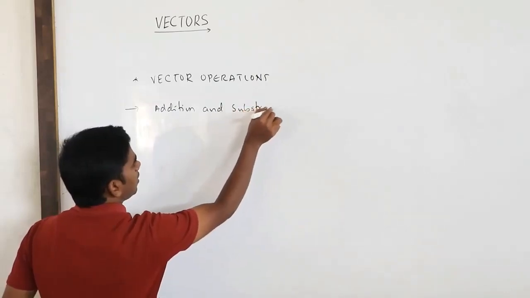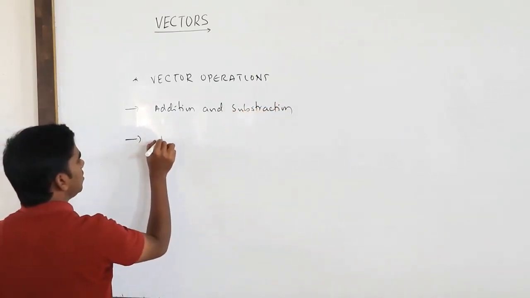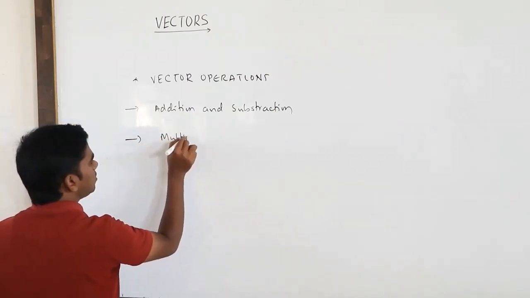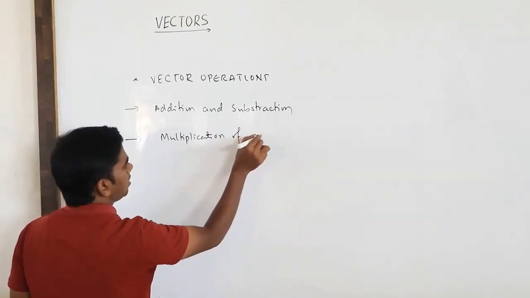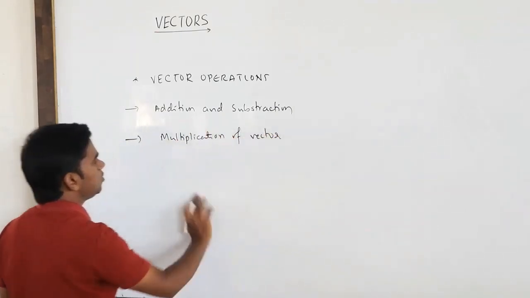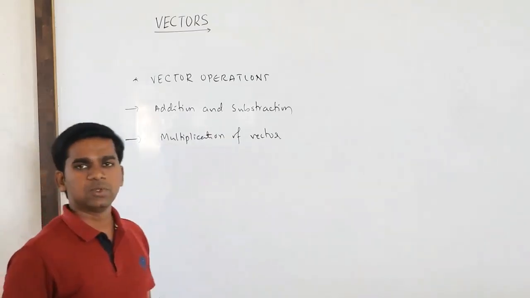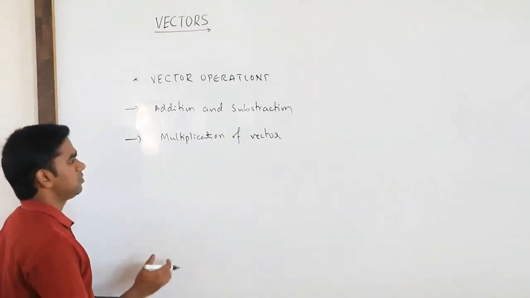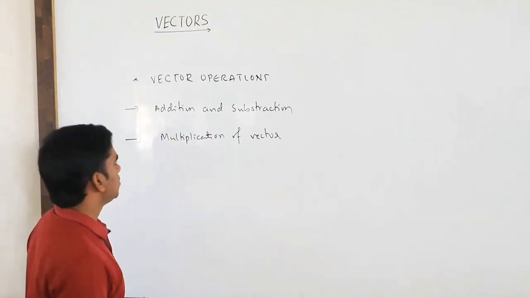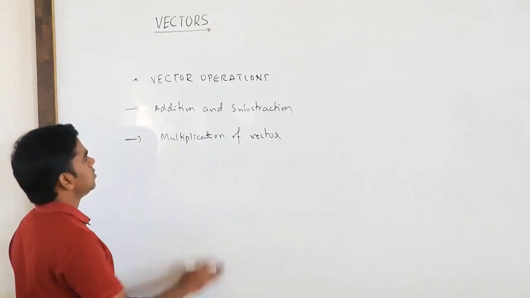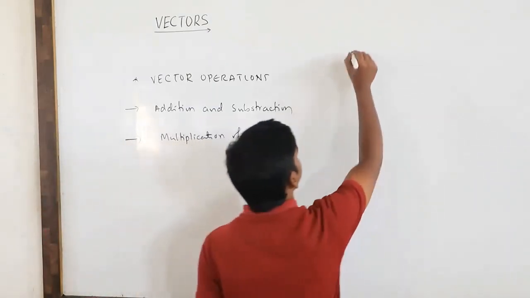Another is multiplication of vectors. So these two kinds of operations are possible in the case of vectors. Division is not possible. We cannot divide a vector by another vector. So that is the note you have to take. Within this, I will go with the addition of vectors.